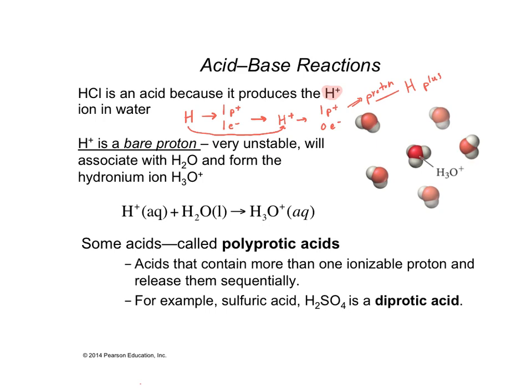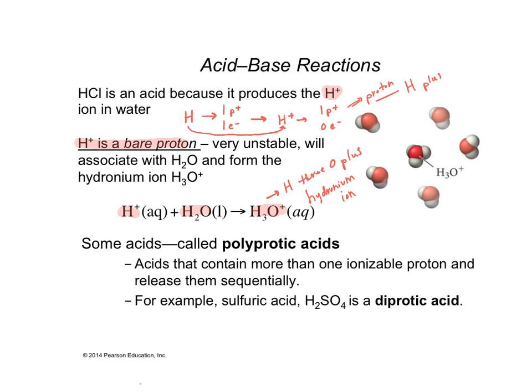And so because of that, whenever this little bare proton is floating around in water, it will find a water and essentially form a little complex with it, which is what we call H3O+. This also has another name. This is called the hydronium ion. So hydronium, H3O+, H+, proton, these are all names for the exact same thing, which is what an acid produces when you put it in water.